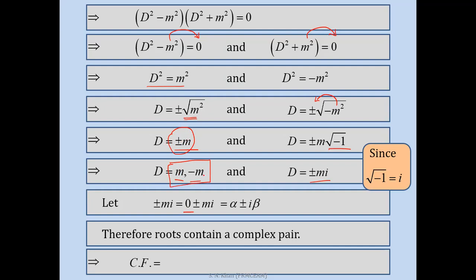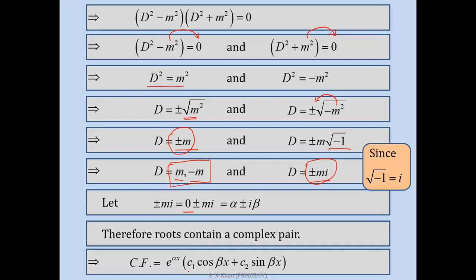First value plus m, second value minus m. But the next root that has come is plus minus mi, so it's a complex pair. So first, for the complex pair we have to write the formula for CF: it is equal to e to the power alpha x in bracket c1 cos beta x plus c2 sin beta x. It is the formula for CF if we are having a complex pair as a root.